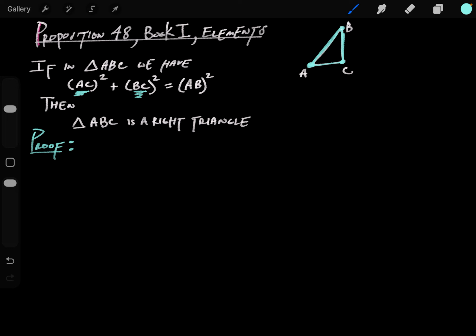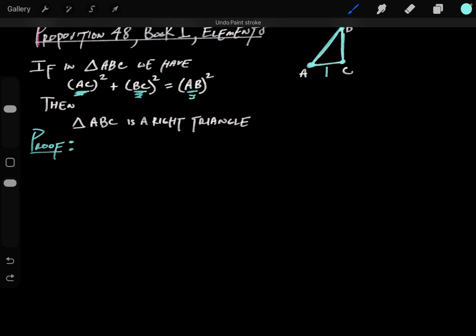Now, typically we could say this as if we call AC lowercase b, and we call BC a, and the opposite side to point C, lowercase c, and we could say that this is a squared plus b squared equals c squared. So if you have the side lengths in that relationship, then you know it's a right triangle.